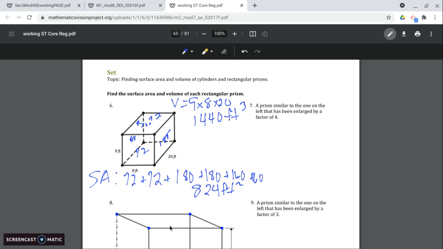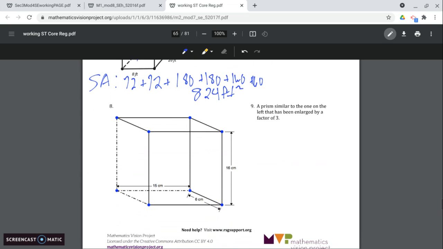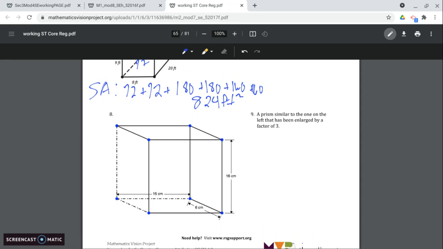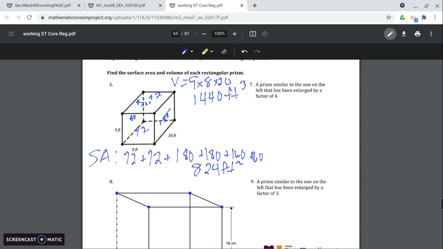Now, 8 will be the exact same thing. Multiply all your values, find each of the faces, add them together for surface area. But 7 and 9 are interesting. It's based on what you do for 6 and 8.